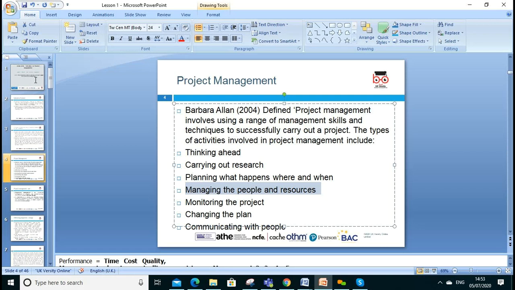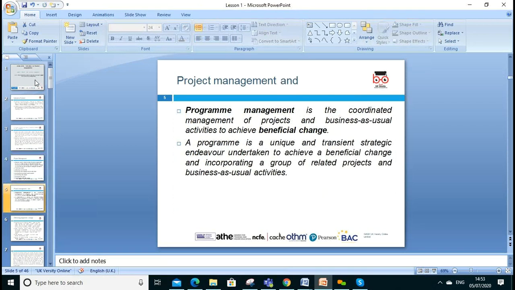Okay, next: monitoring the project, changing the plan, and communicating with the people. Yes, we just need to look around these. Anybody, any question there under project management?